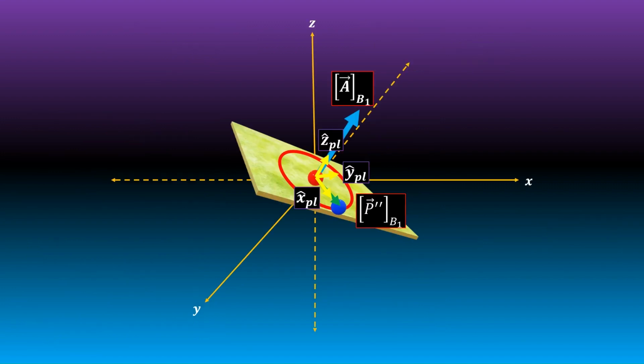Alright, so essentially what we've done is that we've defined a new coordinate system, and we called it B2. In this diagram, B2 is described by the unit vectors x hat PL, y hat PL, and z hat PL in the yellow arrows. It is the yellow arrows that are the unit vectors in B2. And so the x hat PL and y hat PL unit vectors lie on our plane of rotation, and the z hat PL vector is perpendicular to the plane of rotation, and it lies along our axis.